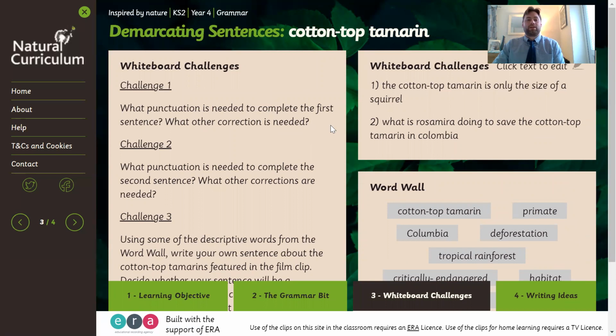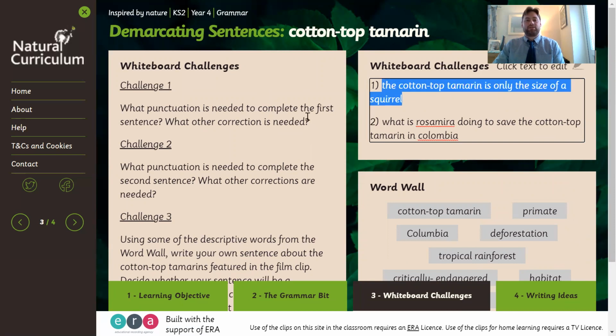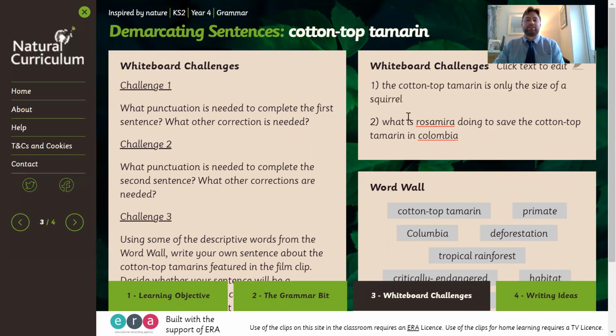Challenge number one, can you please look at the first sentence over here? What punctuation is needed to complete the first sentence, and what other corrections are needed? Challenge two, what punctuation is needed to complete the second sentence and what other corrections are needed?